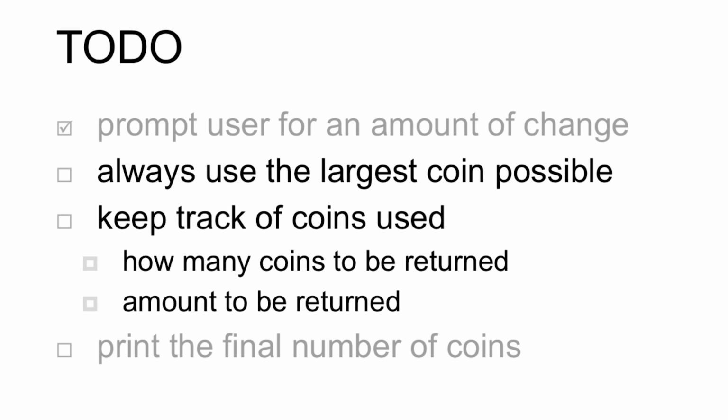So now we can proceed with the heart of the Greedy algorithm, which is always using the largest coin possible. While we're doing this, it's essential that we also keep track of how many coins are going to be returned to the user, as well as the remaining change owed to the user. The program will look something like this.